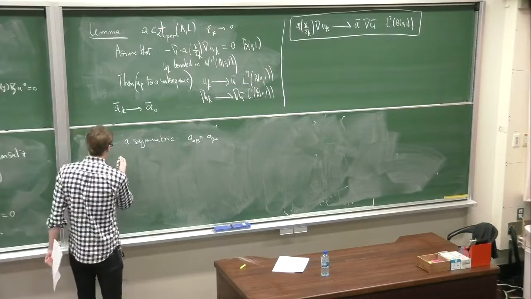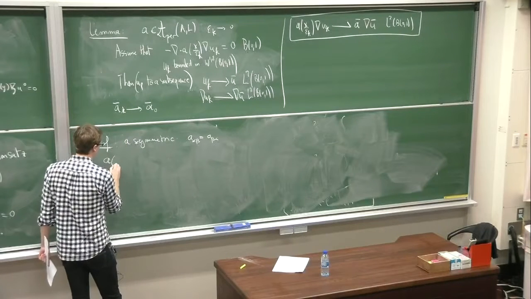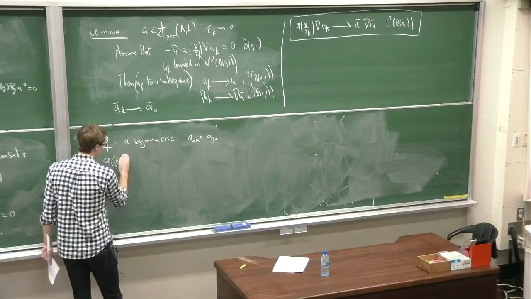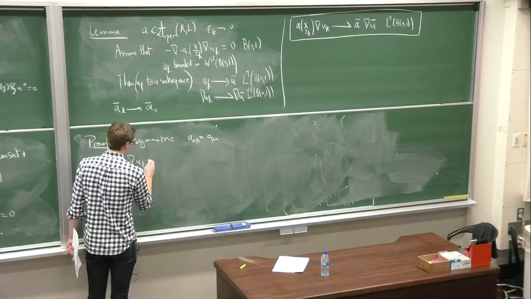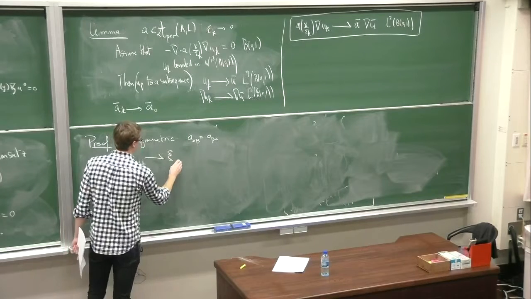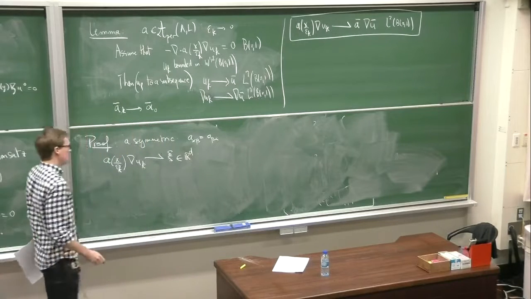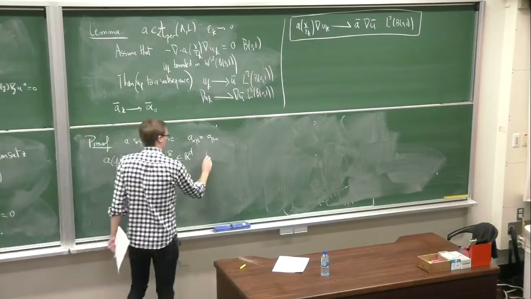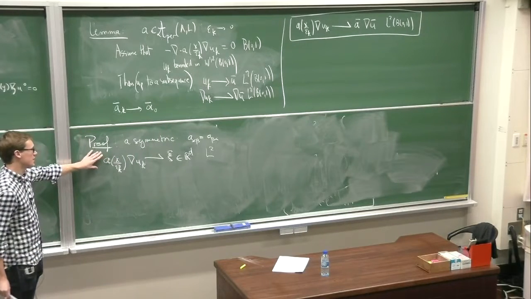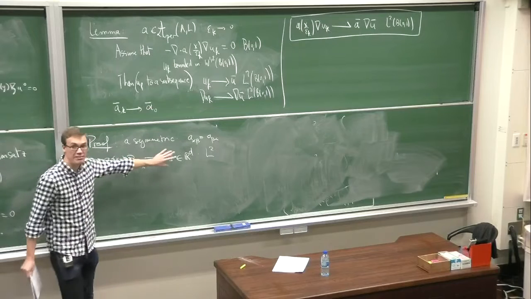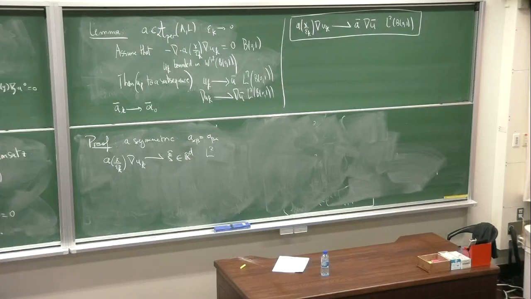So what you already know from L2 boundedness is that A of x over epsilon k gradient u k converges weakly to some psi in R^d, in L2. So the goal of the proof is to identify this psi and to show that it's equal to A bar gradient U bar.